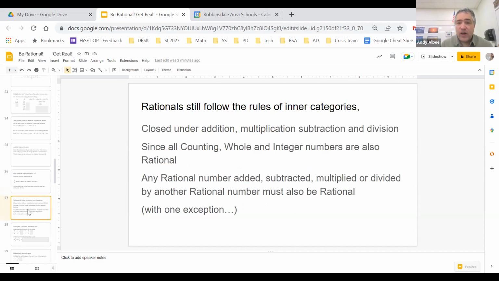The rationals still follow all the rules of the inner categories. They're still closed under addition, multiplication, subtraction. But now we've also made sure that our numbers work and are closed under division. And any rational number added, subtracted, multiplied, or divided by another rational number must also be rational, with one exception. There's one that doesn't work. Does anybody know the one that doesn't work?